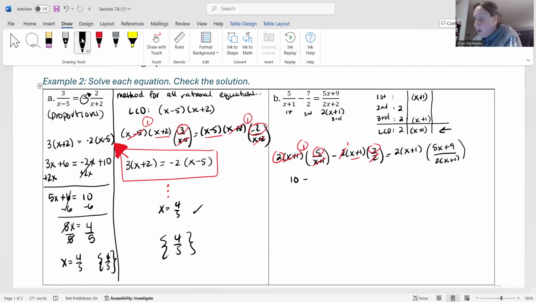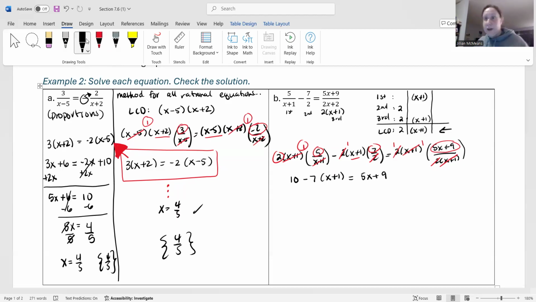So let's see what that gives me. So 1 times 7 is 7. And then I'm just going to leave the x plus 1 in parentheses for now. Okay. And then the third denominator, the 2 in the denominator goes into the 2 factor of the LCD once. The x plus 1 in the denominator goes into the x plus 1 factor of the LCD once, leaving me with 1 times 1 times 5x plus 9. So 1 times 1 is 1. 1 times 5x plus 9 is 5x plus 9.